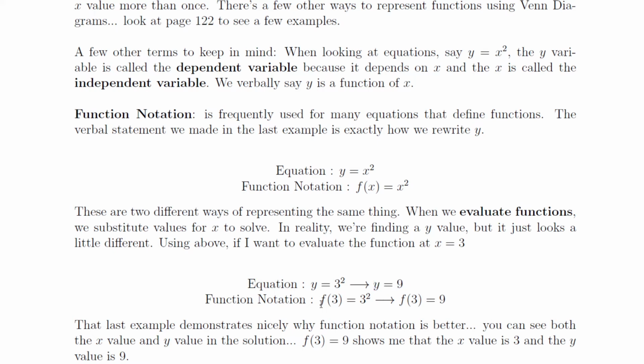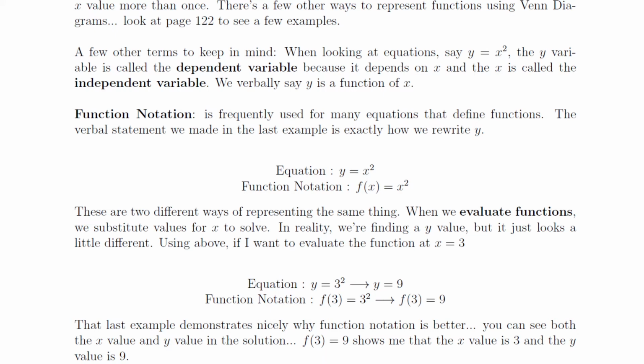However, if I'm using function notation, what I'm doing is I'm replacing the x with a 3. So f of 3 is equal to 3 squared. And that means, again, I'm just carrying this along for the ride, just like we did in the first one. y equals 3 squared, which means y is equal to 9. f of 3 equals 3 squared, which means f of 3 is equal to 9. Okay, it means exactly the same thing. Again, it's just a different way of writing it.